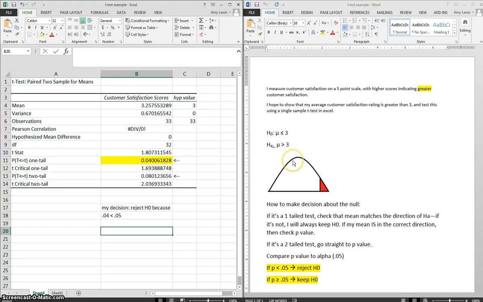So I've rejected the null, and so that's my statistical decision. But so what do I tell my boss now? I would say that this data set gives me evidence that, in fact, my average scores are higher than 3.